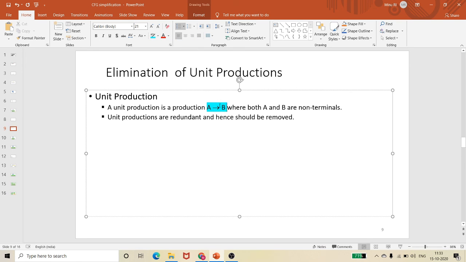If this is the case, whatever the B production is, you just substitute a value into it, in such a way that we can remove this kind of unit production. And why we need to remove this unit production is only to remove the redundancy of a grammar.